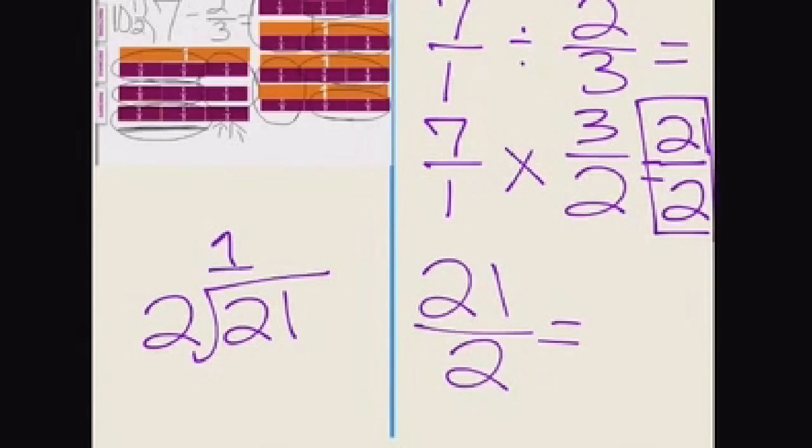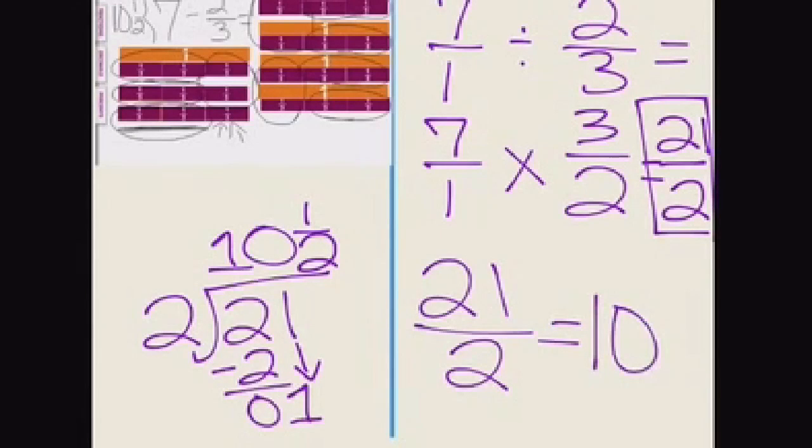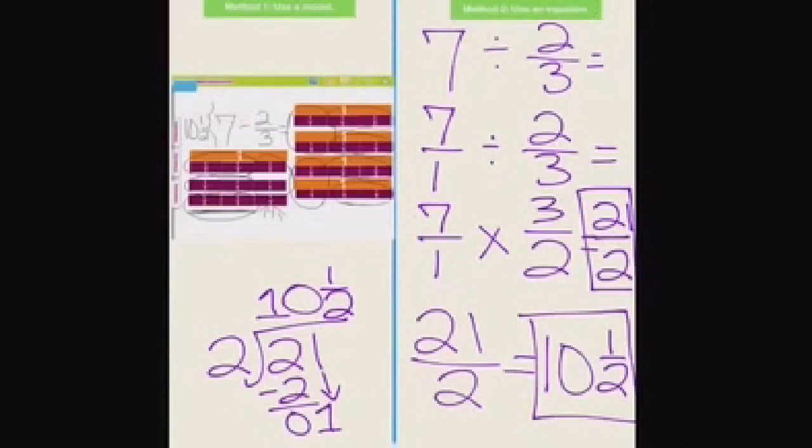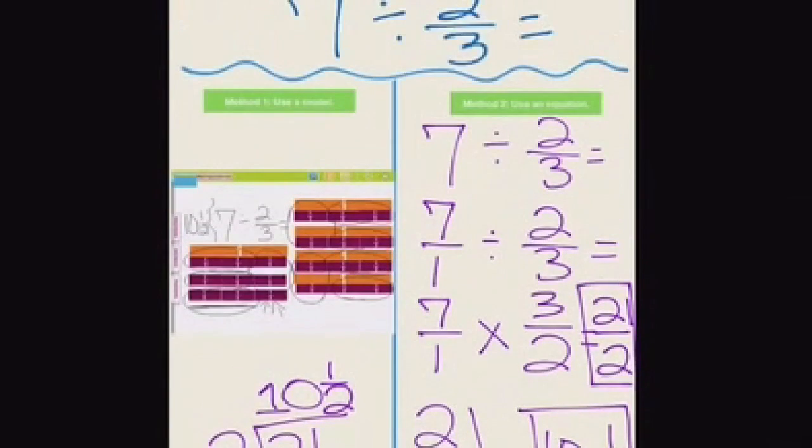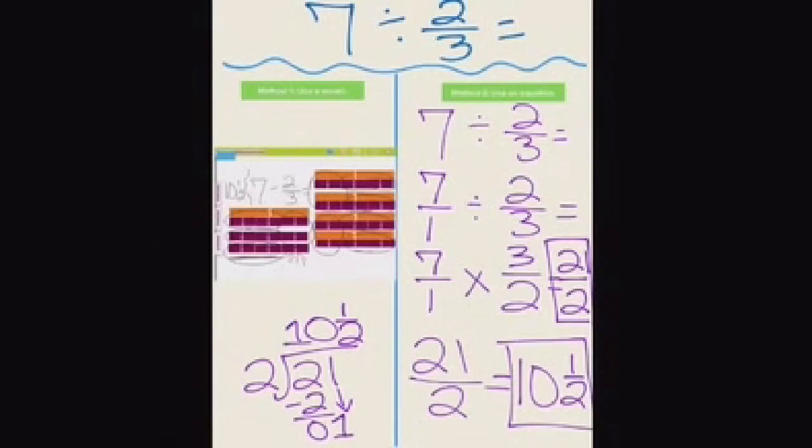2 goes into 2 one whole time. 2 minus 2 is 0. Bring down the 1. 2 goes into 1 0 times, which means we have a remainder of 1. So that will be written as 10 and 1/2. So we get a final quotient of 10 and 1/2, which remember is the same as what we got in our original problem. Go ahead and write that quotient up at the top.